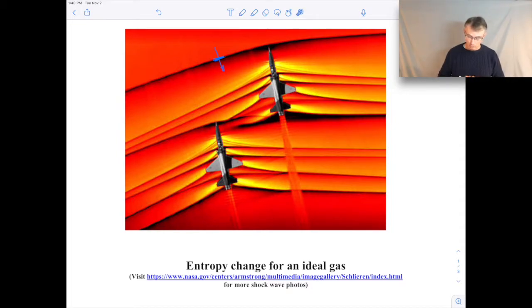By the way, if you want more photographs that look really interesting, these Schlieren photographs, I encourage you to go to this website. This is where I got this particular photo from, and there are lots of other photos available on the web. So if you like this kind of photography and some interesting things with air density, etc., take a look on the web. You'll find lots of other kinds of photos.